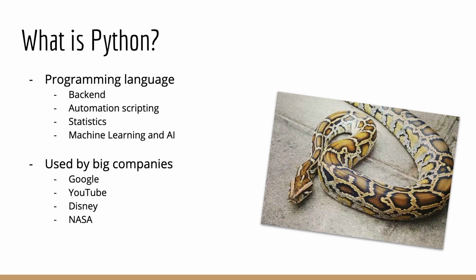Another area where Python is heavily used is in statistics. A lot of universities use, and companies also, they use Python for statistics and to run their numbers. Python is also the language of machine learning and AI. Python is used by big companies like Google, YouTube, Disney, and NASA for a variety of purposes.